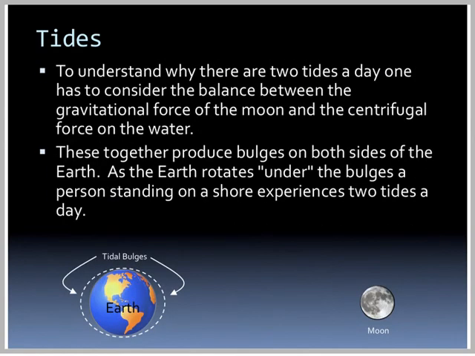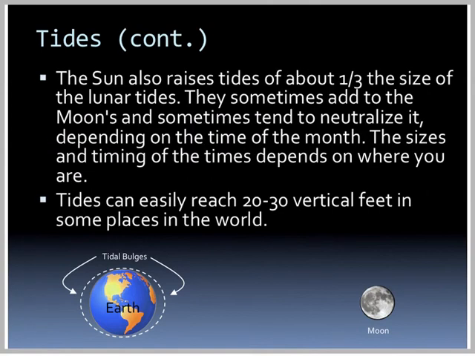To understand why there are 2 tides a day, one has to consider the balance between the gravitational force of the moon and the centrifugal force on the water. These together produce bulges on both sides of the Earth. So as the Earth rotates under the bulges, a person standing on the shore experiences 2 tides each day. The sun also raises tides about 1/3 of the size of the lunar tides. They sometimes add to the moon's and sometimes neutralize it, depending on the time of the month. The sizes and timing of the tides depend on where you are. But tides can easily reach 20 to 30 vertical feet in some places of the world.